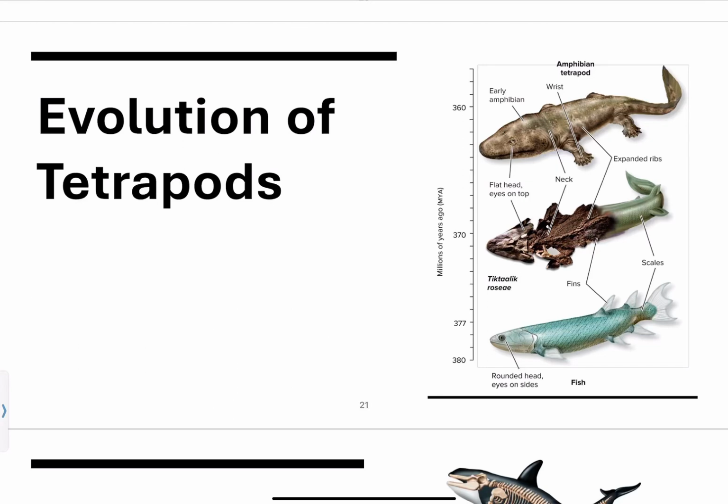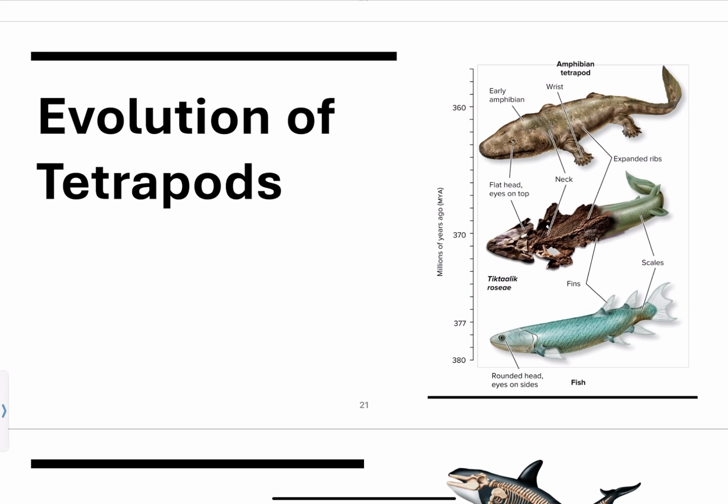Okay, so now let's talk about one of the biggest transitions in evolutionary history, and that's the evolution of tetrapods. So, tetrapods are four-limb vertebrates. They include amphibians, reptiles, birds, and mammals. But where did they come from? So, the story begins in the water.